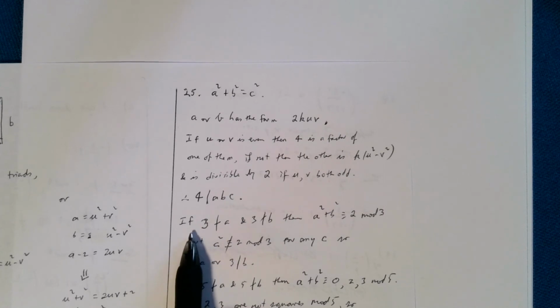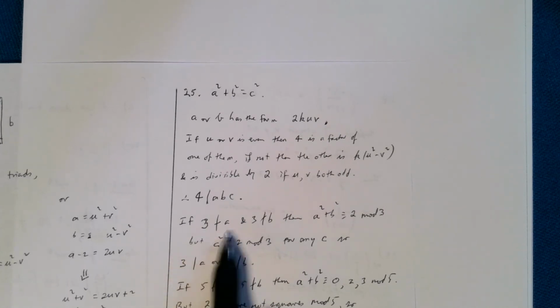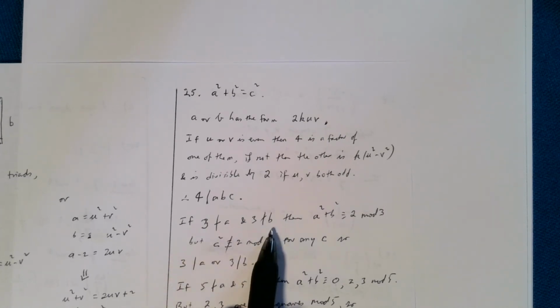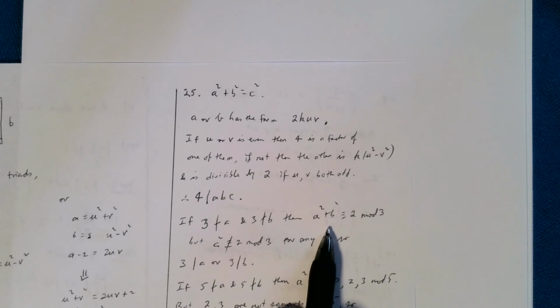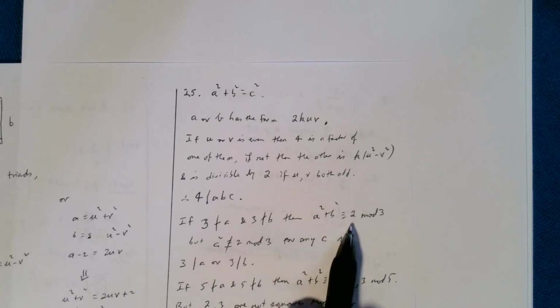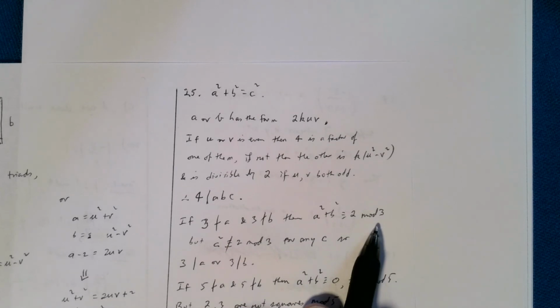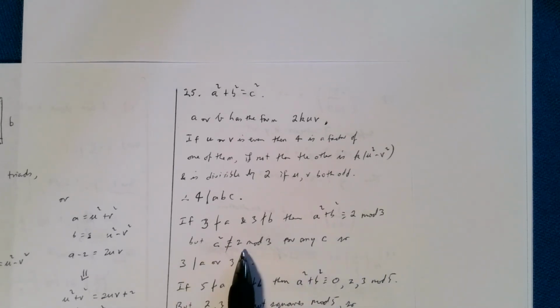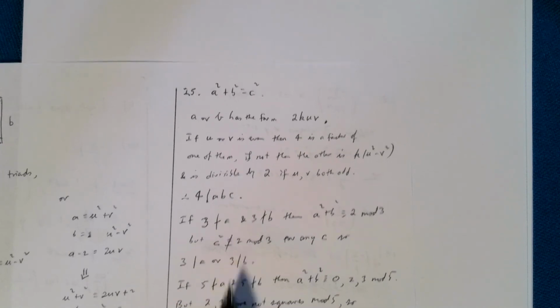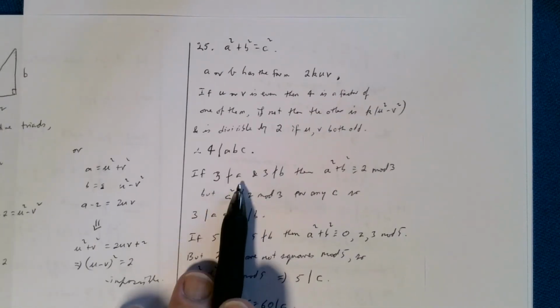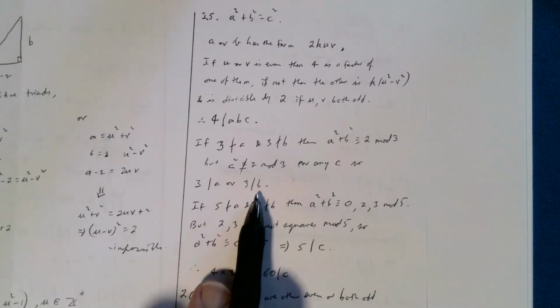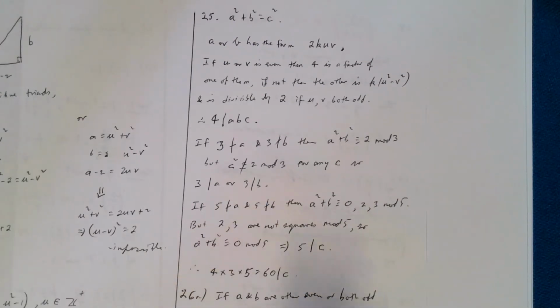Now if 3 doesn't divide a and 3 doesn't divide b, then modulo 3, we must have a squared plus b squared, each of these must be 1 mod 3, and the sum of their squares would be 2 mod 3, but 2 is not a square mod 3. So that's impossible, so that means 3 divides a or 3 divides b. So we've squeezed a 3 out of the product abc.